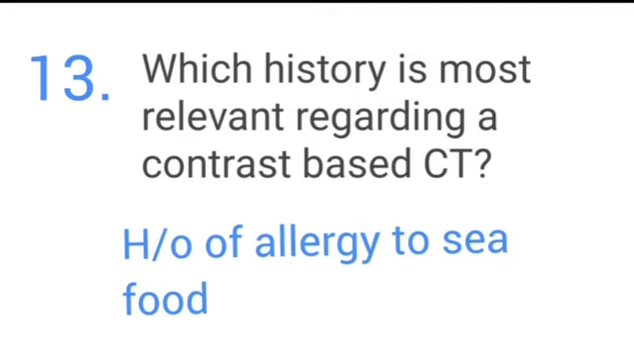Which history is most relevant regarding a contrast based CT? History of allergy to seafood.